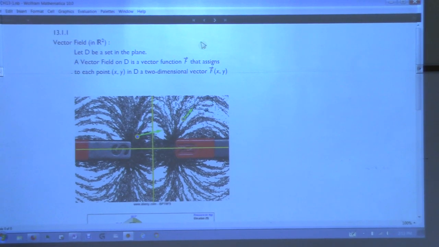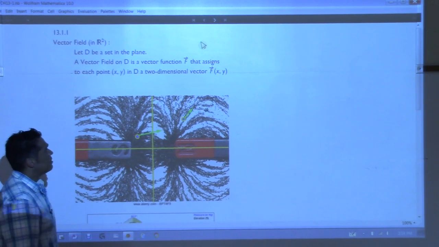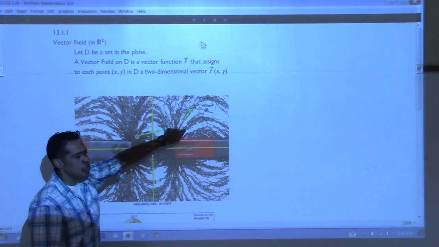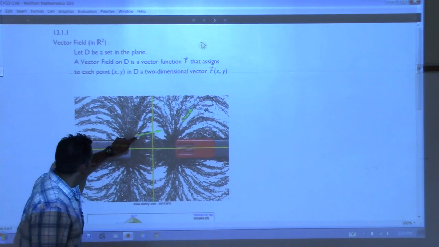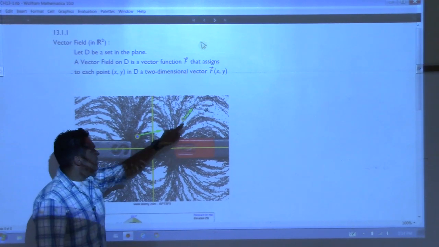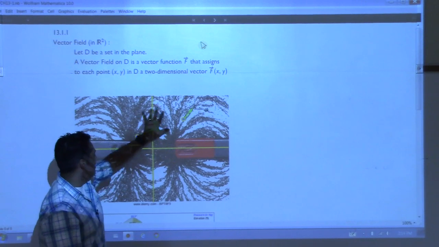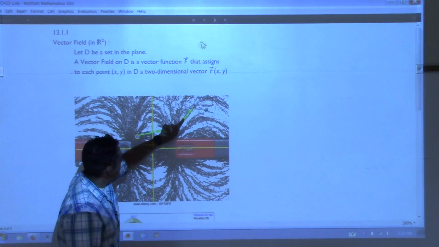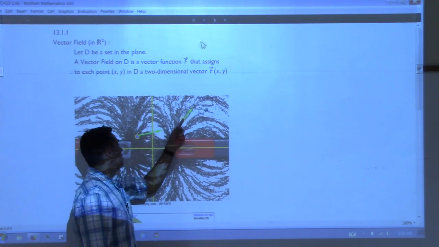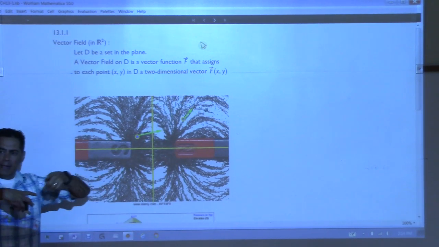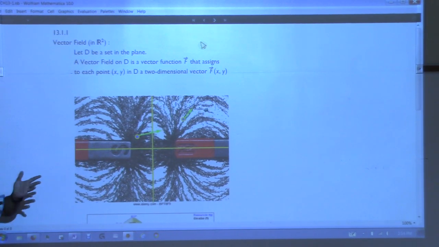A vector field on that domain D is a vector function, capital F with a little half arrow on top of it, that assigns to each point in the domain a two-dimensional vector. So at every single point, we create a two-dimensional vector. For example, with a magnetic field, at this particular point the field applies a force in that direction, and the length of the vector indicates how strong the force is. That makes sense?